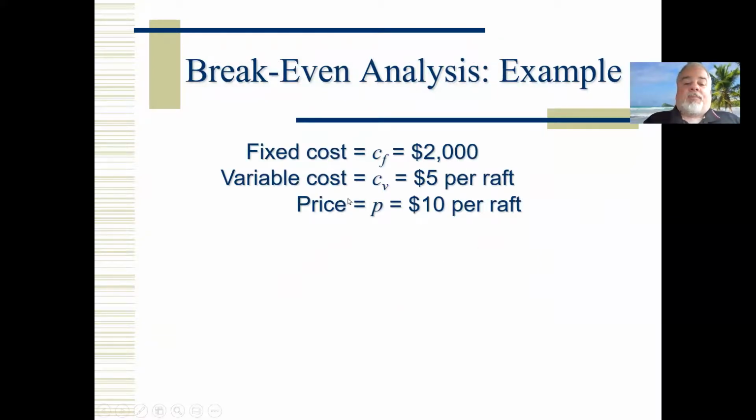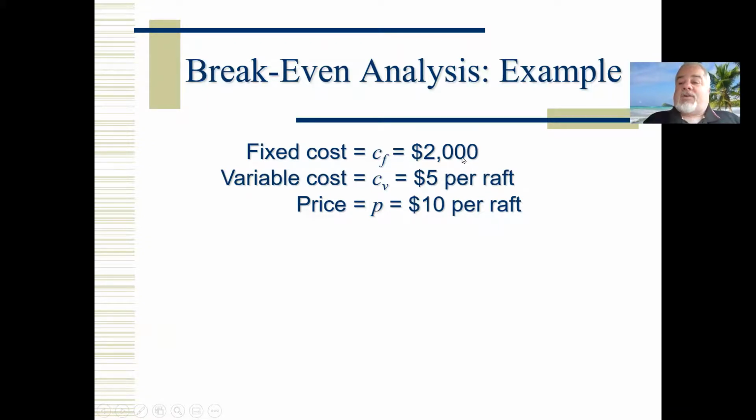So let's look at an example. My fixed cost of doing this, let's call it a batch order, is going to be $2,000. Regardless of how many I make, the initial setup is $2,000. I'm going to make some little cheap swimming pool rafts. It's going to cost me $5 per raft to make each raft. So $2,000 setup, $5 per raft, and I'm going to sell them. The price is going to be $10 per raft.